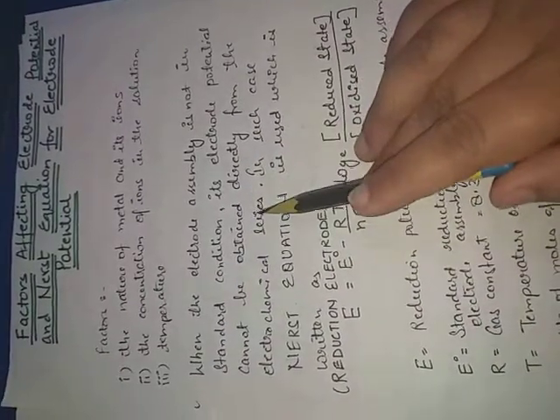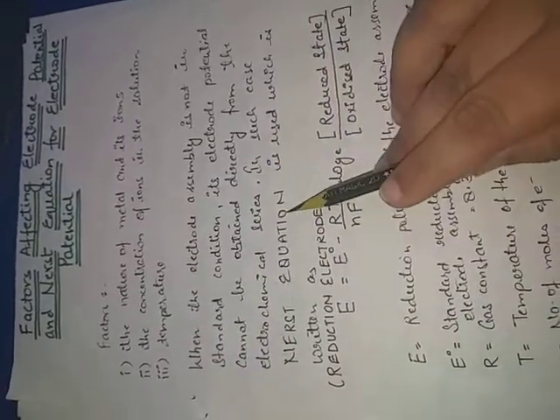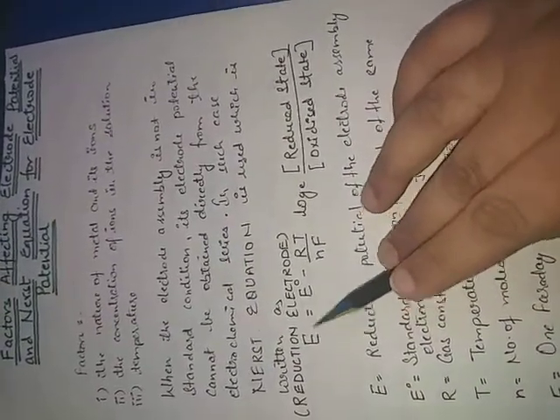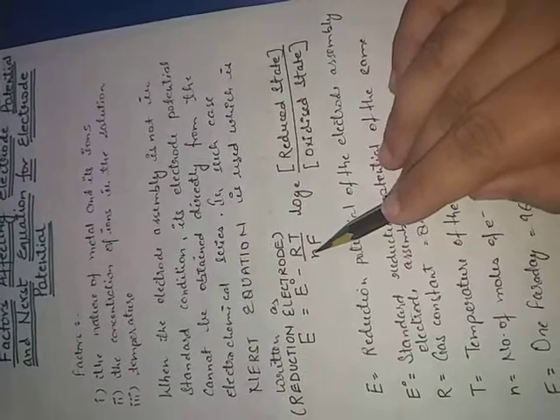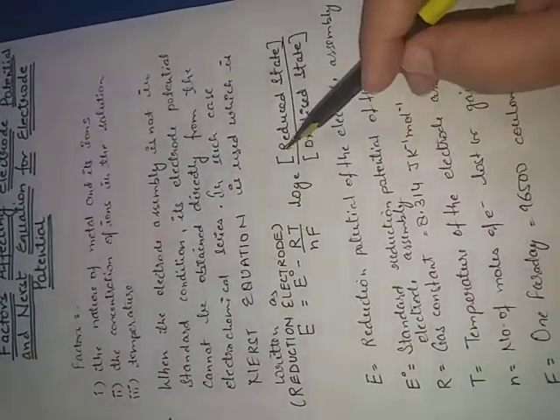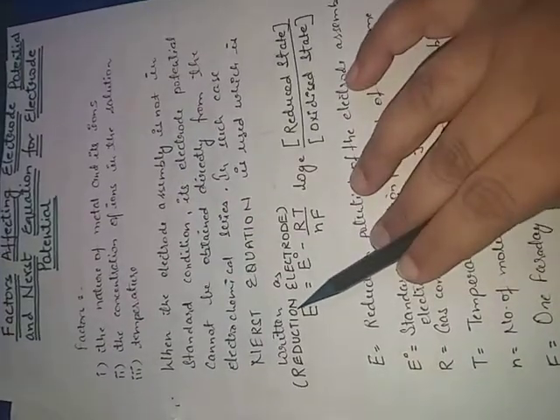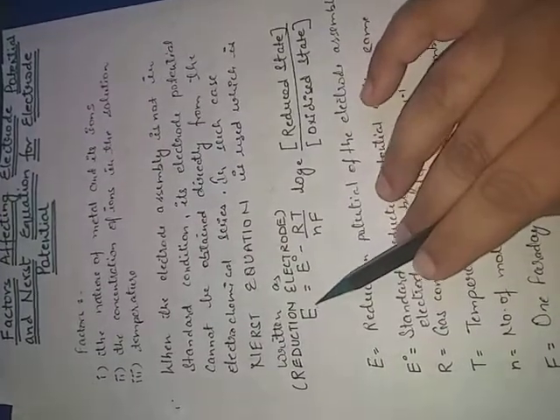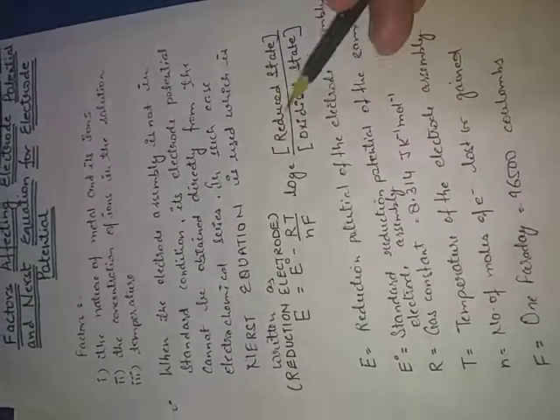In that case, when the electrode is not in its standard condition, the Nernst equation is used. The Nernst equation is E = E naught minus RT upon nF, log base e, of reduced state upon oxidized state. This is for a reduction electrode. If it were for an oxidation electrode, then E oxidation equals E naught oxidation minus RT upon nF log base e of oxidized state upon reduced state.